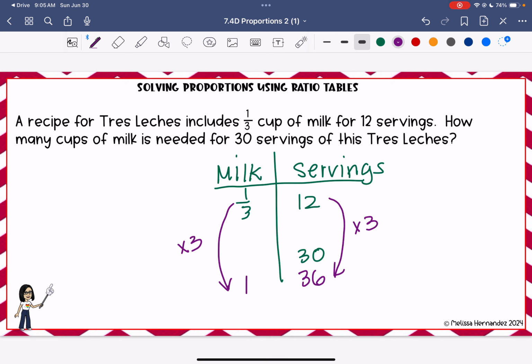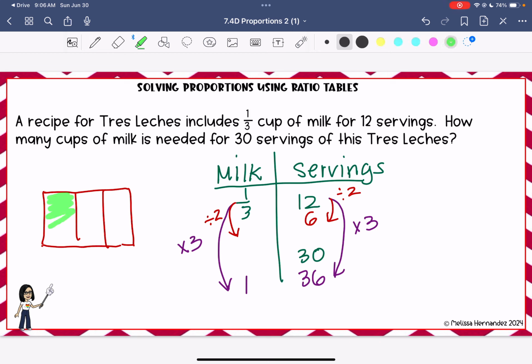That put me 6 more. Well, if you think about it, 6 is half of 12. So now what I'm going to do is divide 12 by 2, which will give me 6. And then I'm going to divide 1/3 by 2. So I'll draw a picture just so you can see it. Now that's 1/3. However, I only want half of it, which gives me 1 out of 6.